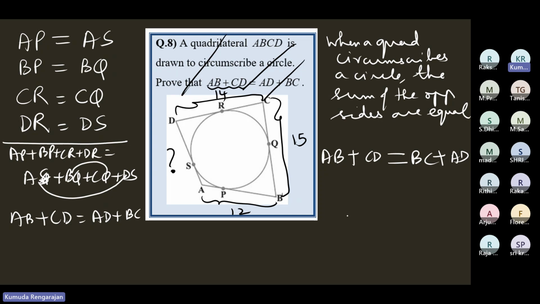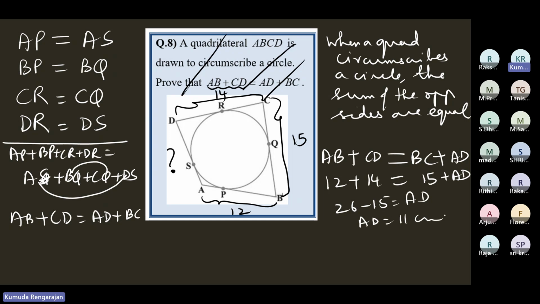This is the result. So now fill. How much is AB? 12. Plus how much is BC? 15. Then CD, this is 14. Is equal to, and then this plus AD. Now you should work this. So you'll get 26 minus 15 is equal to AD. AD is equal to 11 centimeters.